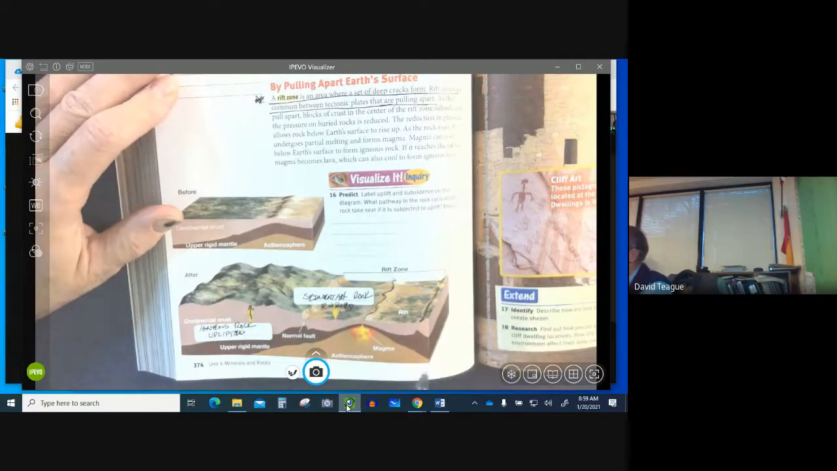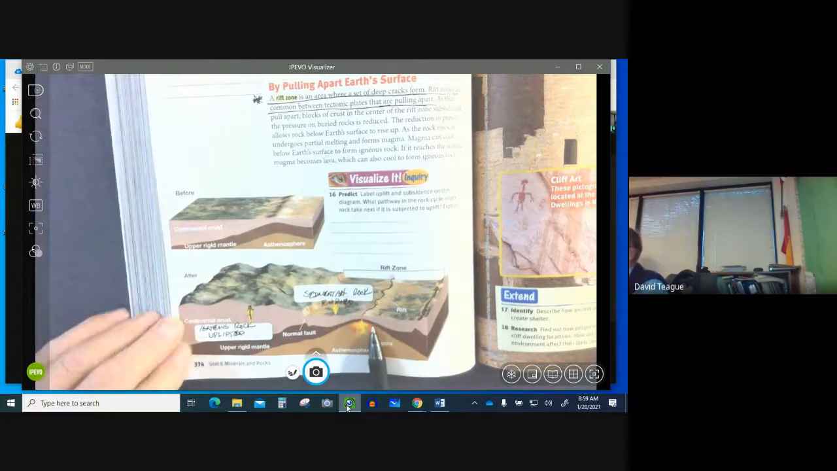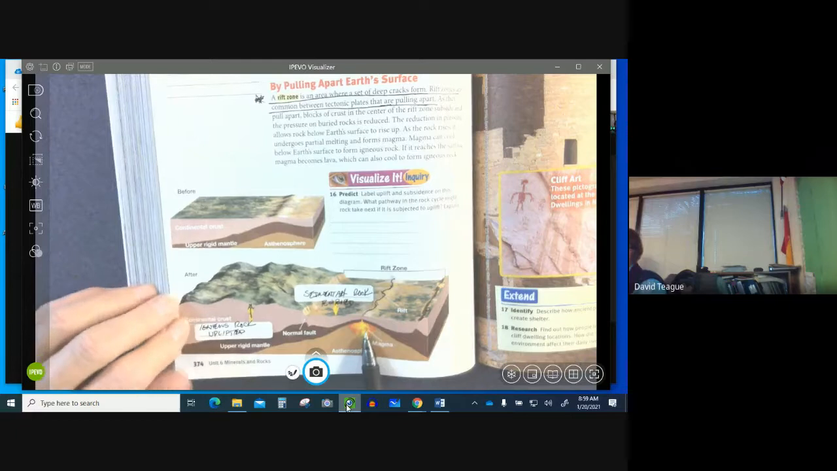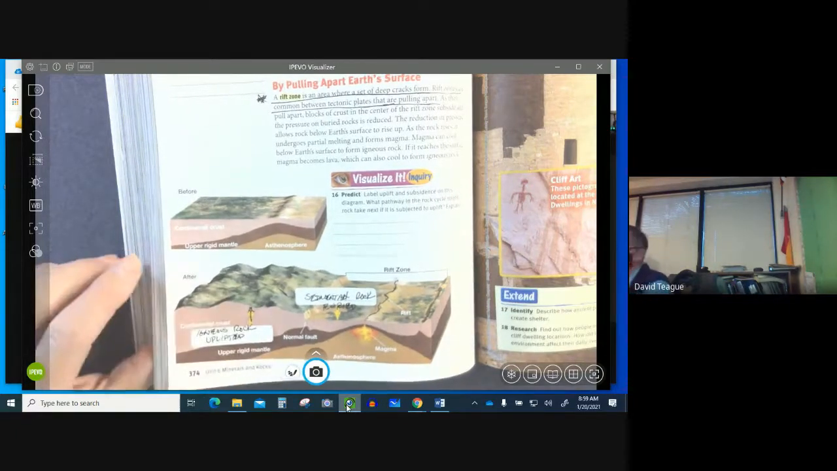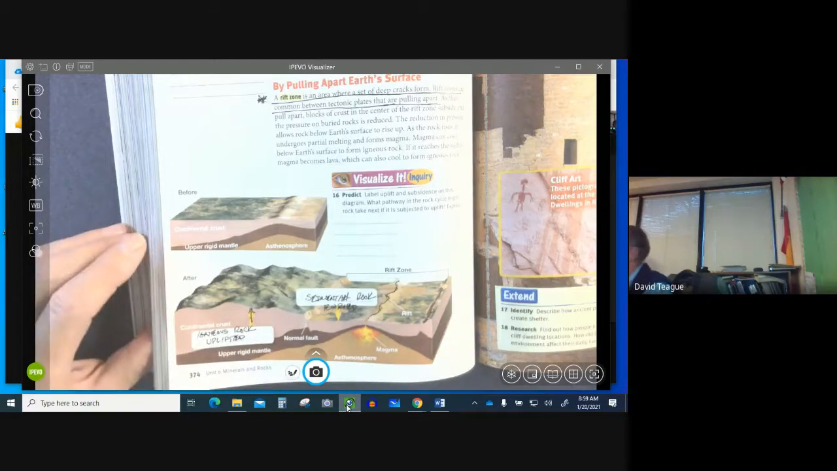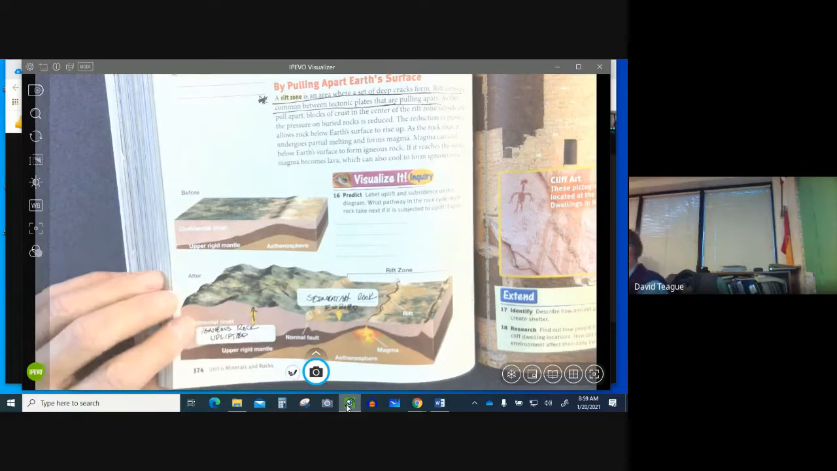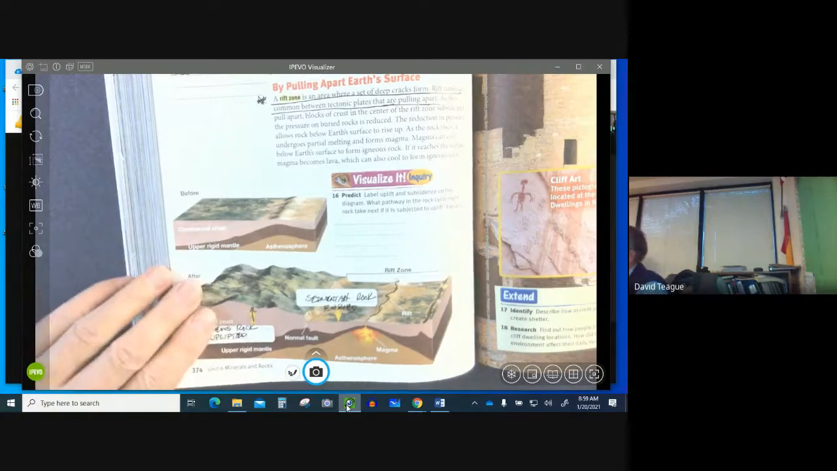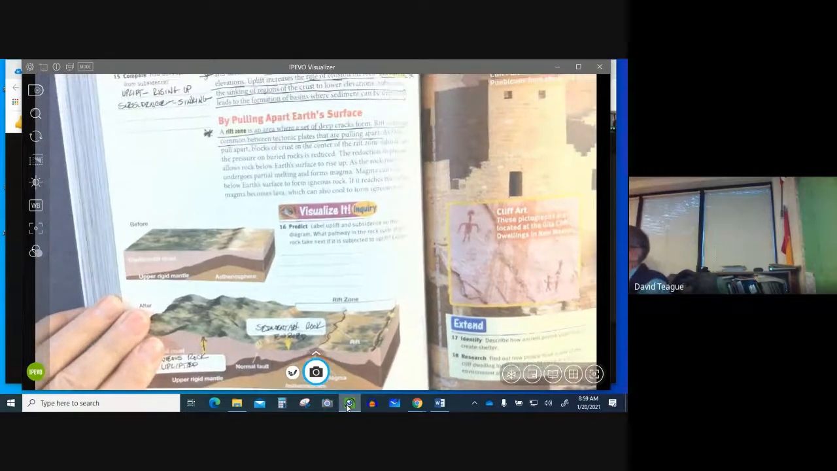Thank goodness we don't have any of these rift zones in Texas. We do have a fault, but it's dormant. The one I don't want to be next to is the San Andreas Fault in California. That is going to break apart one day.